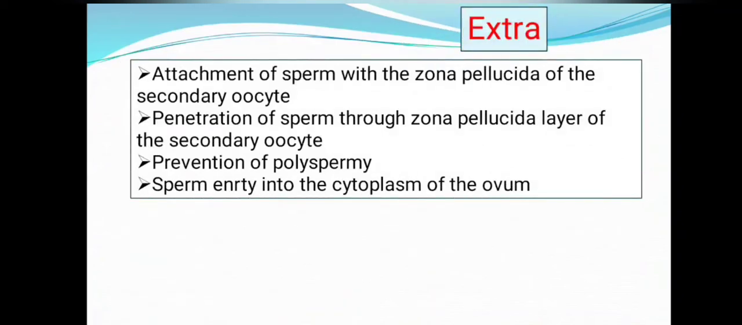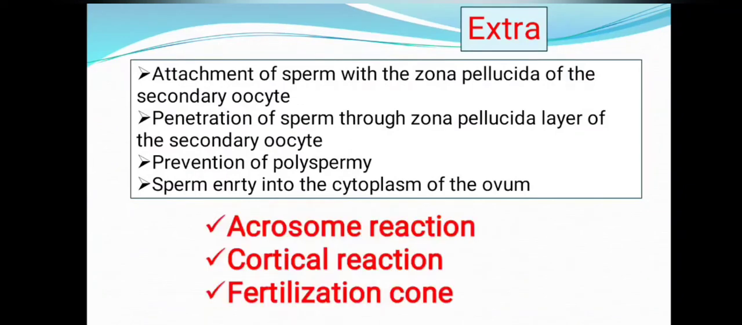This is extra information for you in order to understand how the sperm is going to get attached with the zona pellucida layer of the secondary oocyte and how it is going to cross that zona pellucida and reach the inner membrane of the egg, and what are the changes you can see when the sperm head attaches with the zona pellucida in order to achieve monospermy and prevent polyspermy, and how the sperm nucleus enters into the cytoplasm of the ovum. In order to explain these processes, I am going to explain in 3 sub processes, that is acrosome reaction, cortical reaction and fertilization cone. Let us see what these are.